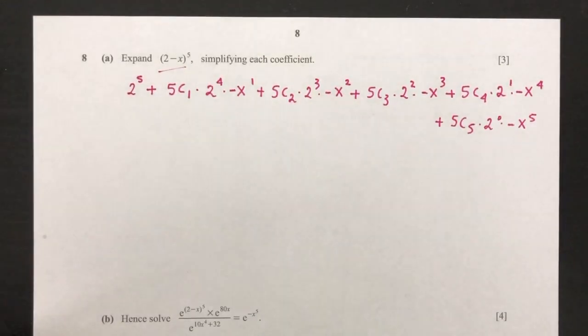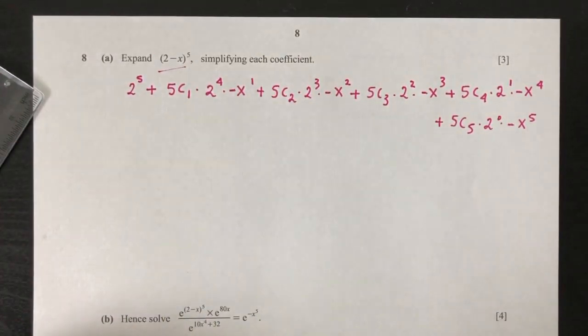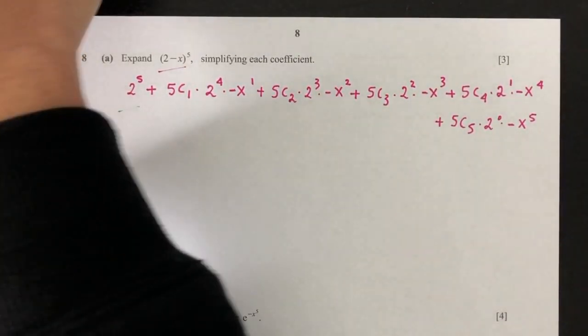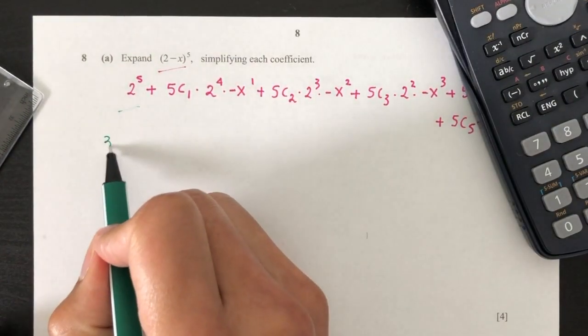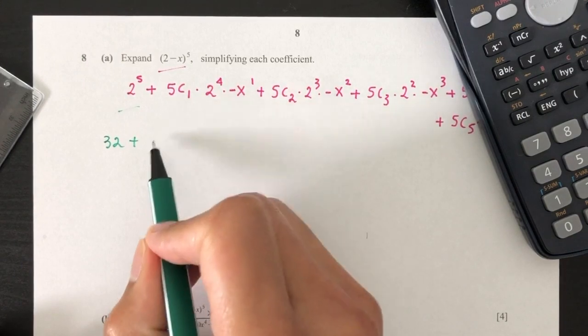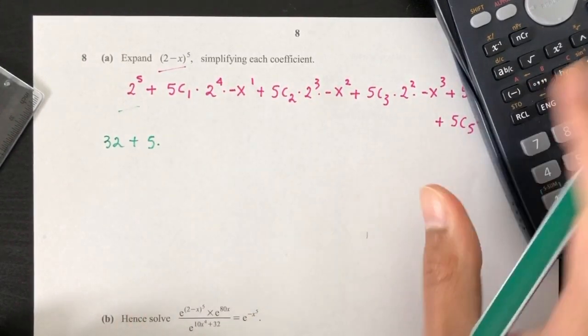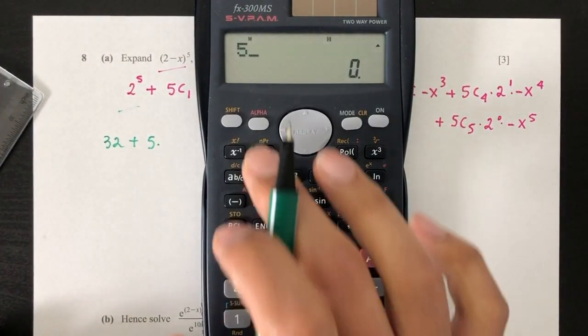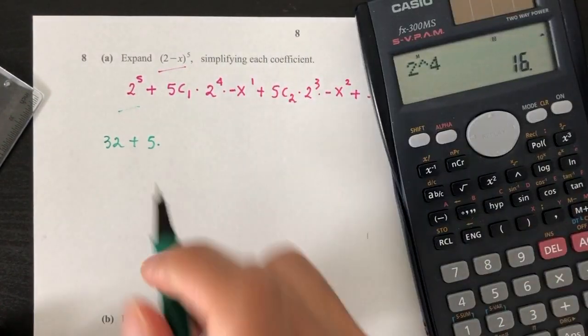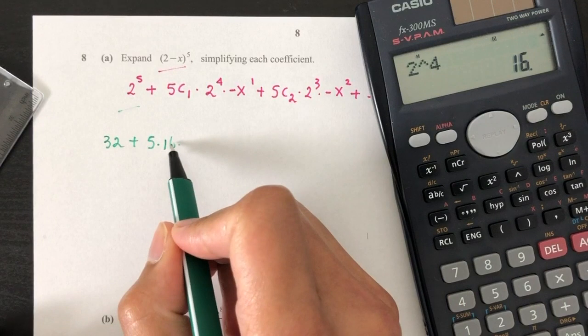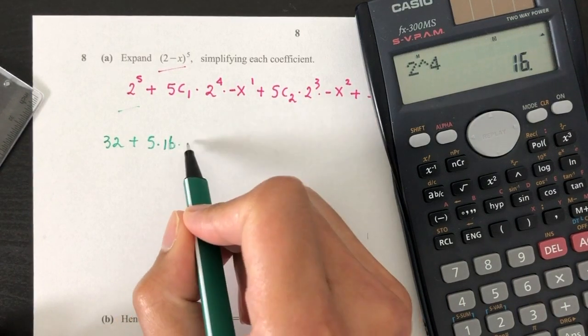Now let's simplify every term to see what we get. The first one will be 2 power 5, which becomes 32. Plus 5 choose 1. 5 choose 1 is 5. 2 power 4 is 16. And minus x power 1 is minus x.